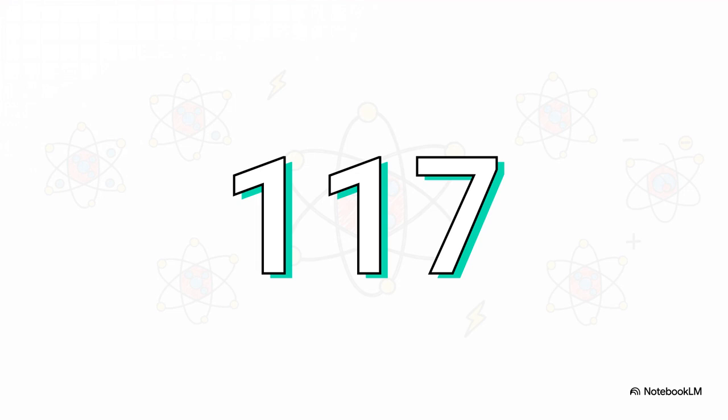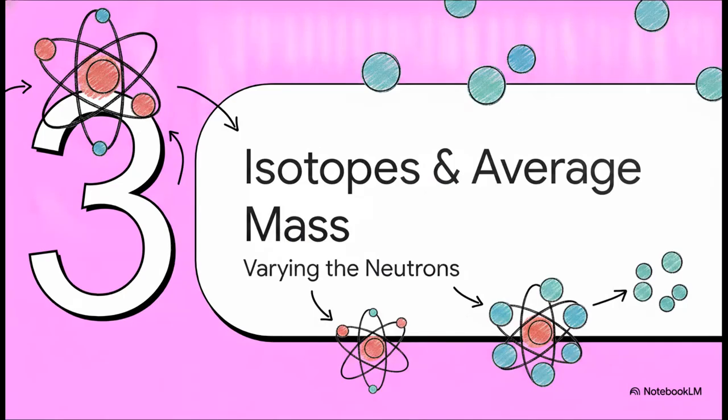All right, if you calculated 117 neutrons, you are absolutely right. The immediate reasoning here is just simple subtraction. Since the mass number is the total sum of protons and neutrons, which is 195, and the atomic number gives us the exact number of protons, which is 78, we just take 195 minus 78. That leaves us with exactly 117 neutrons. Pretty straightforward, right?